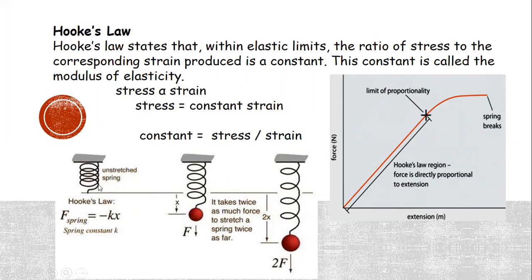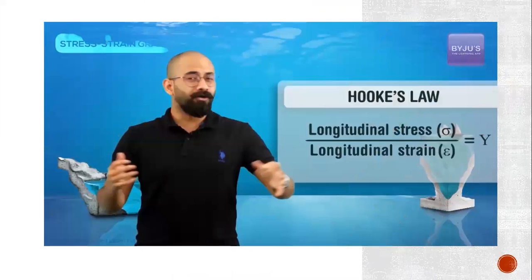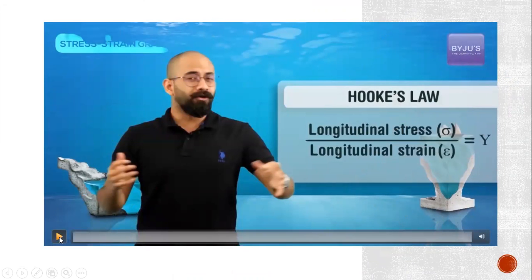Now you can see that if this is an unstretched spring, and force is applied to it, there is an extension in the spring, it will extend, and if this force is doubled, this extension also doubles. So we say that stress is directly proportional to strain, but this holds only up to a certain limit. Up to a certain limit it obeys Hooke's law, that stress is directly proportional to the strain. Now you can see a video for this.